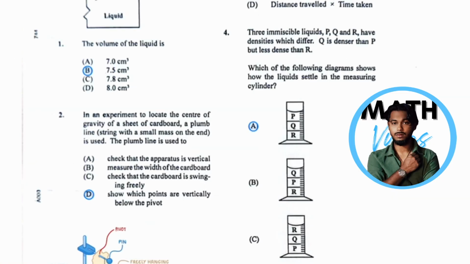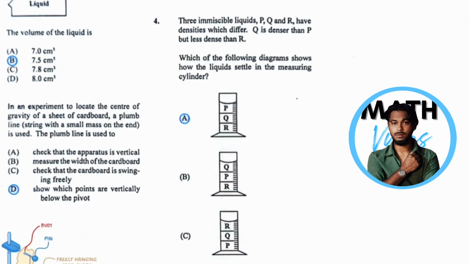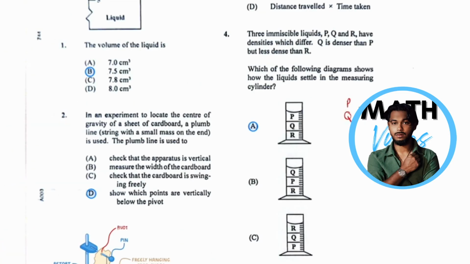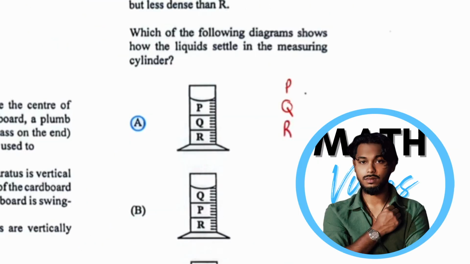So they're saying that Q is denser than P. Denser fluids sink. If you are less dense, you float. So since Q is denser than P, P is going to be on top and Q has to be in the bottom. They're also saying that Q is less dense than R. If Q is less dense than R, that means R has to be the densest, and so that's going to be below Q. So my answer is going to be E.